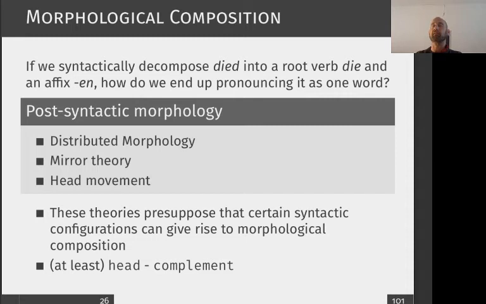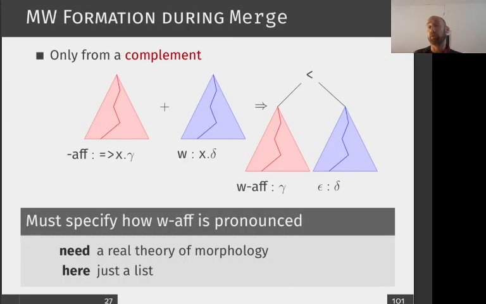They're instances of the same underlying abstract syntax morphology interface. But they presuppose that certain syntactic configurations can give rise to morphological composition. Okay? In particular, the head complement relation. You and the head of your complement can enter into some special morphological relationship with one another. That's head movement. Okay? So let's actually get this thing done.